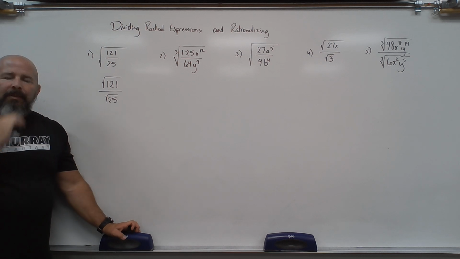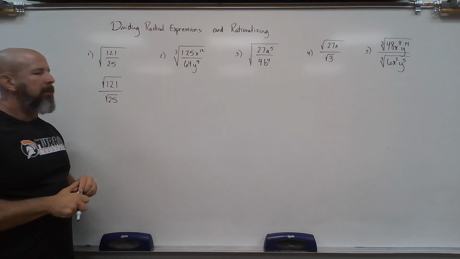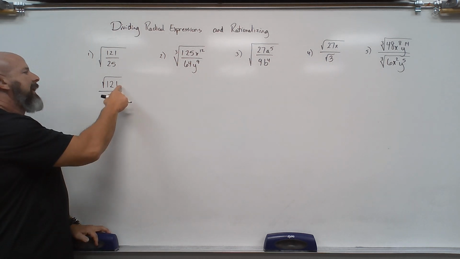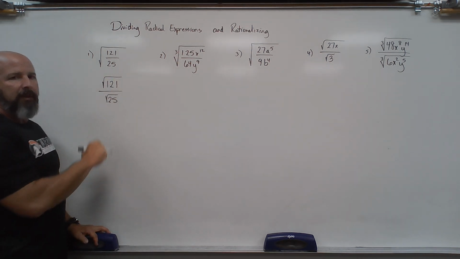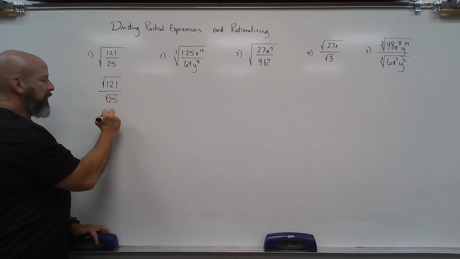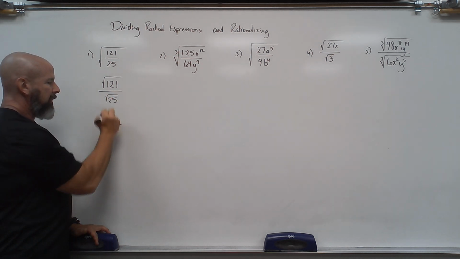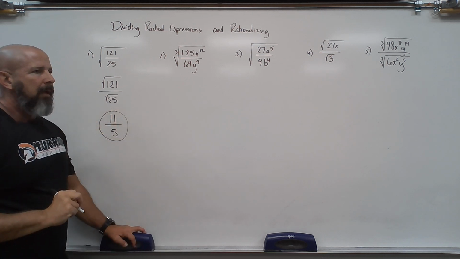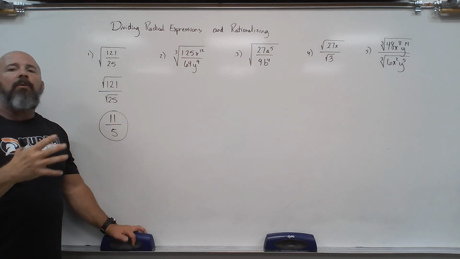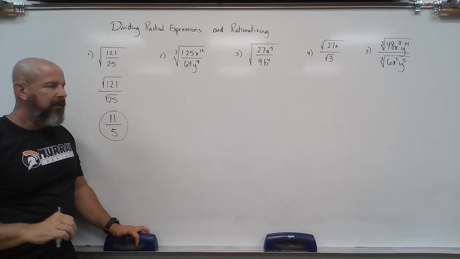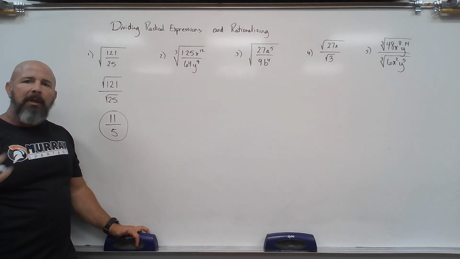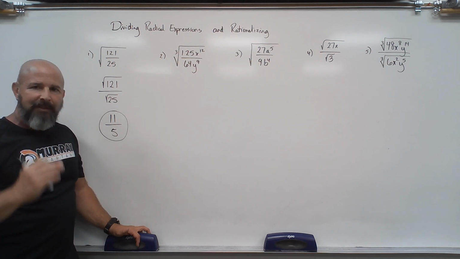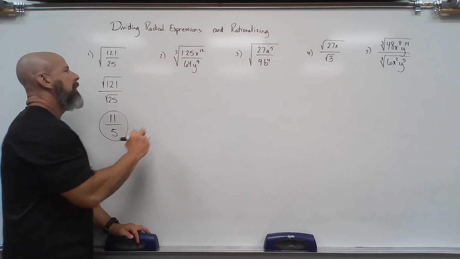So I could rewrite this one as root 121 over root 25. And now I can deal with these two individually. Well, the square root of 121 is 11. Square root of 25 is 5. So when I see a fraction with a radical over the entire fraction, I need to remember it's really two separate pieces is one way I can look at it. Do the top separate from the bottom.